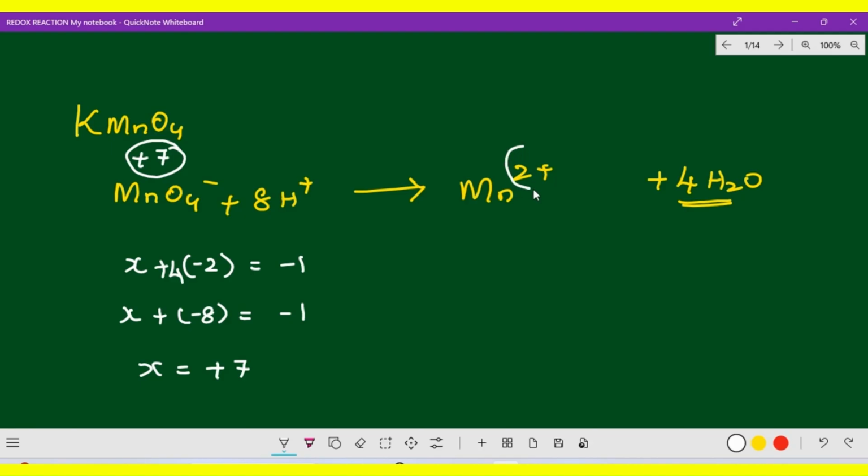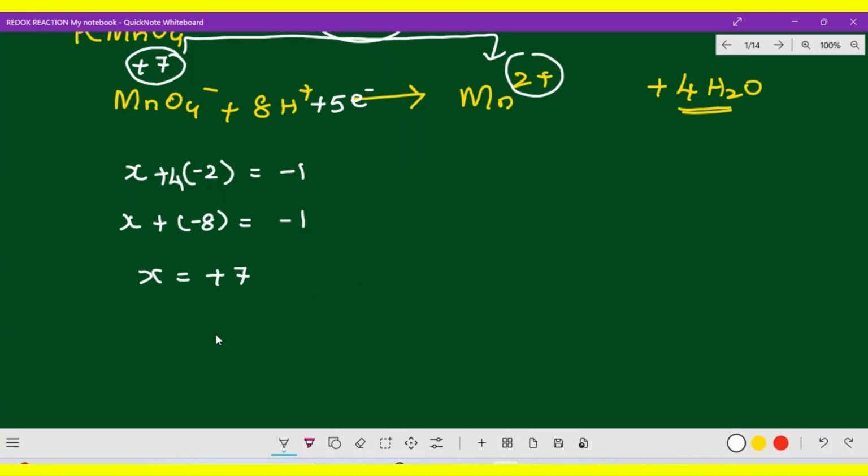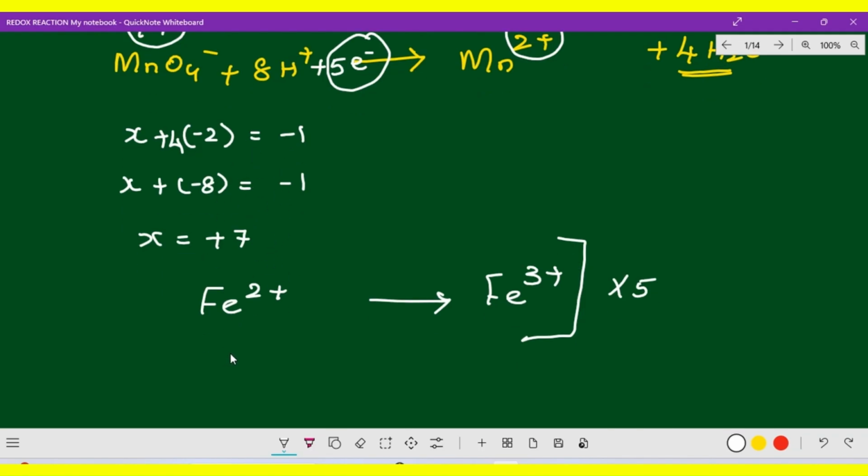Now here is the plus 2 oxidation state. So from plus 7 to plus 2, what is the number of electrons change? N factor equals 5. So 5 electrons change, and we can put 5 electrons. Okay, now Fe2 plus is converted to Fe3 plus. So these 5 electrons are multiplied with 5. This is KMnO4 which is reacting with the Fe2 plus ion, so naturally you will be getting 5. So here also 5.